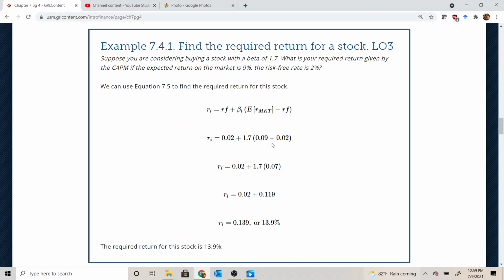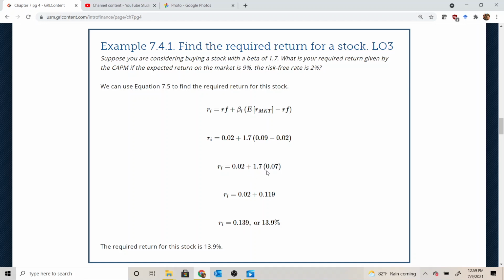And then again, we subtract out the risk-free rate. Now, order of operations is important here. This market risk premium is in parentheses, so we want to make sure and do that subtraction first before we multiply by beta, right? And let's think about what's going on right here. The expected return on the market is 9%. We subtract out the risk-free rate, so we expect the market to return 7% over and above the risk-free rate.